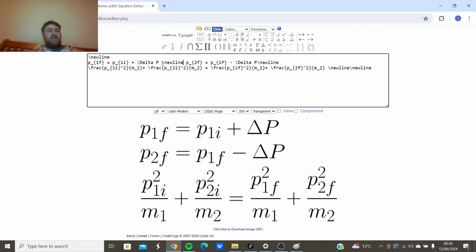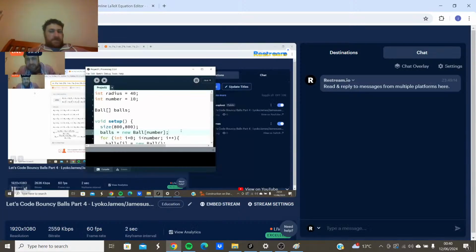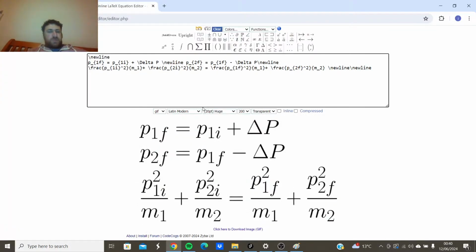Because when we substitute P1F, we only have delta P. And when we substitute P2F, we still only have delta P as a new variable. P1I and P1F are already in there. So let's do that.